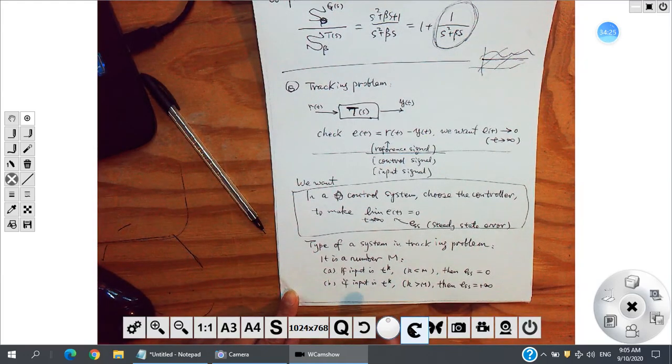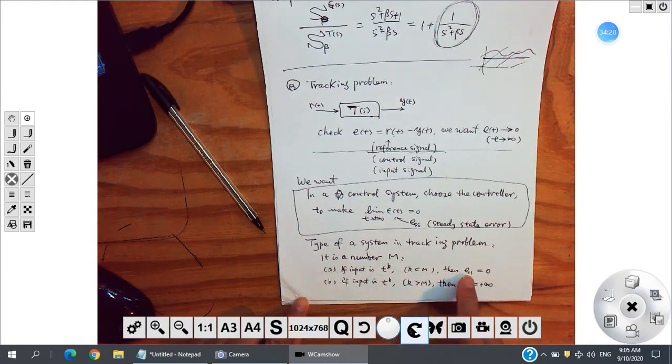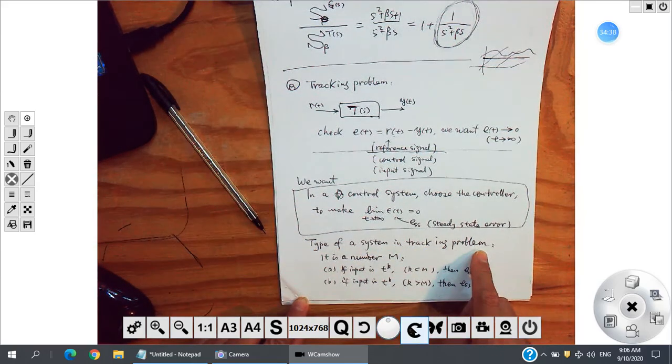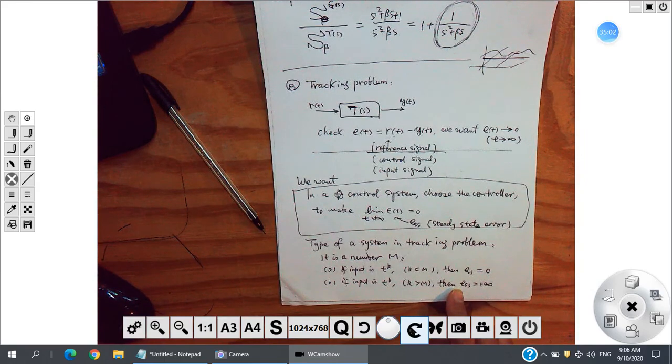Okay, then we have a bound between the small k and the large k. That m is a type, a type of the system in the tracking problem. Tracking type. Make sense? You can imagine, when the power k gets larger, the input will increase more rapidly, and then the system cannot follow it. Right? This one is wrong.